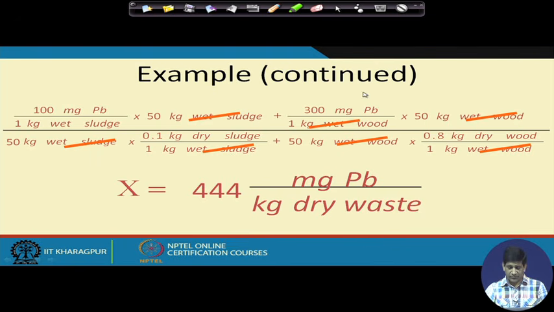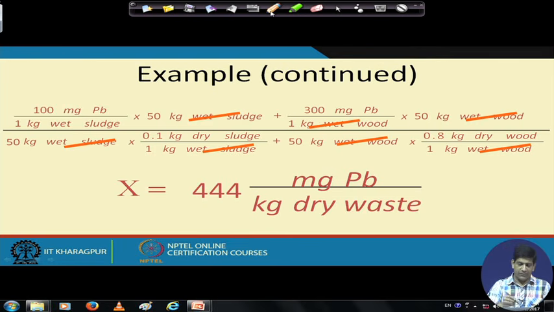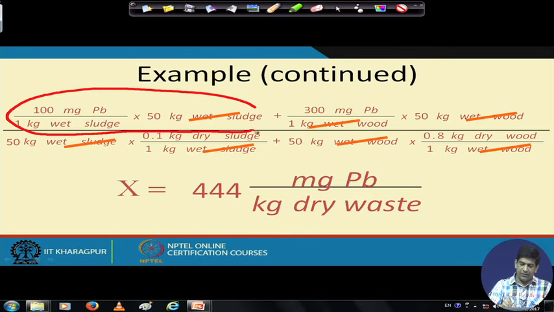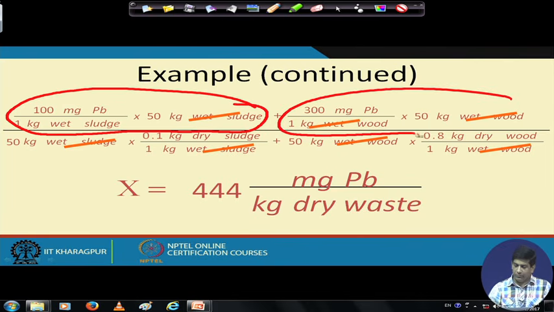If you look at the numerator carefully, it's pretty straightforward. This is the mass of lead coming from the sludge. This is the mass of lead coming from the wood. If we add them together, that is the total mass of lead coming into the mixture. One assumption is that the mass of lead is in the solid, not in the liquid. So even if you take the moisture out, the mass of lead is still there.